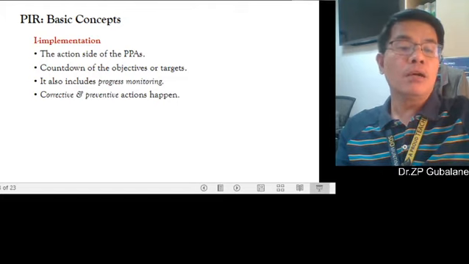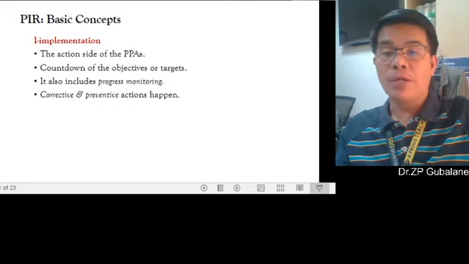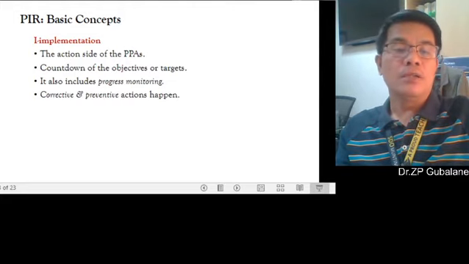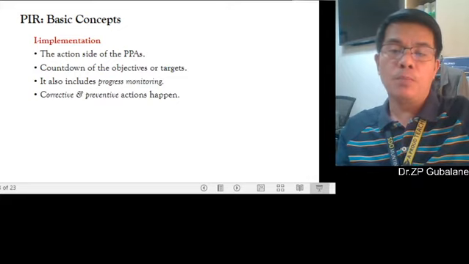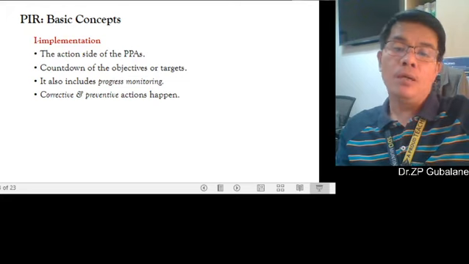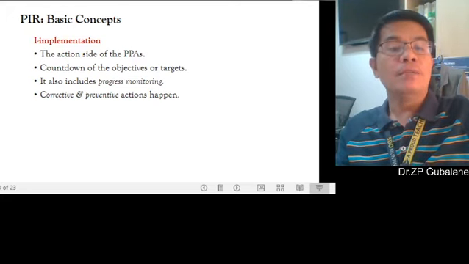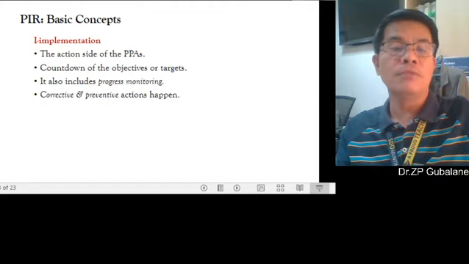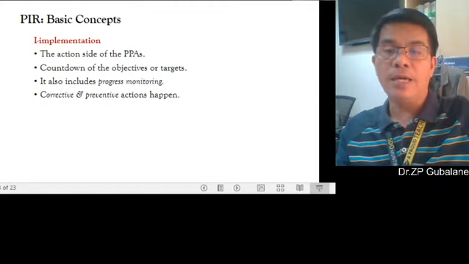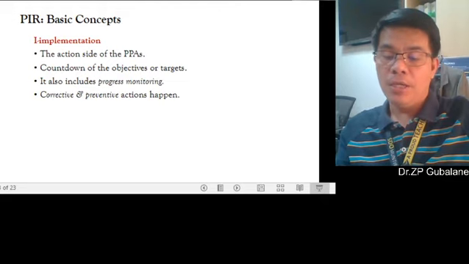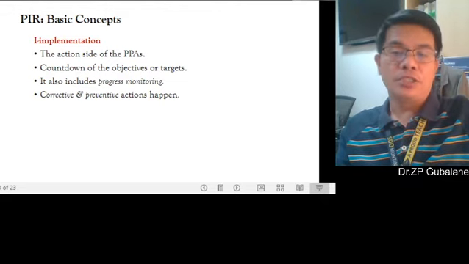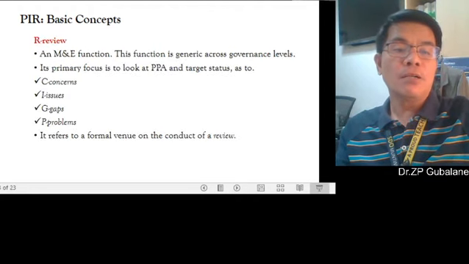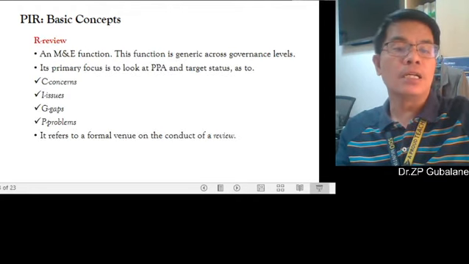So we can also talk about implementation in terms of progress monitoring. Once a particular project or activity has been implemented, of course, it should be coupled with monitoring the progress. And monitoring progress also serves as corrective and preventive actions.